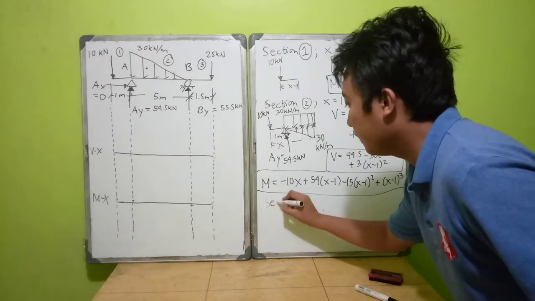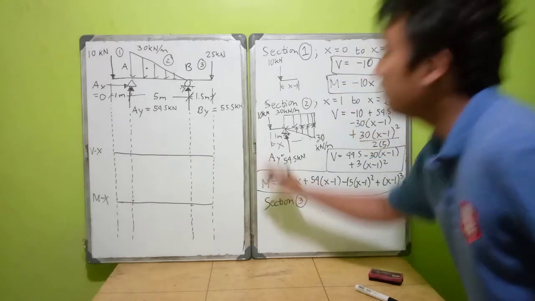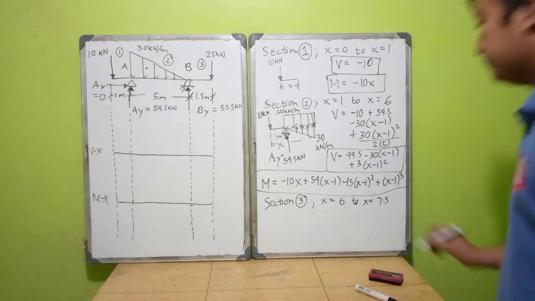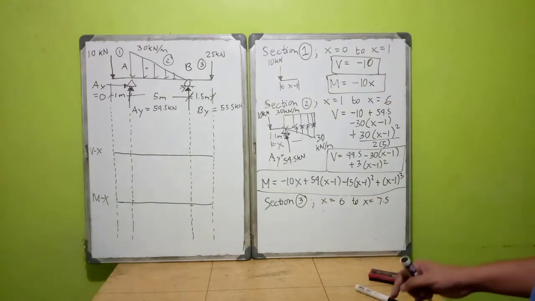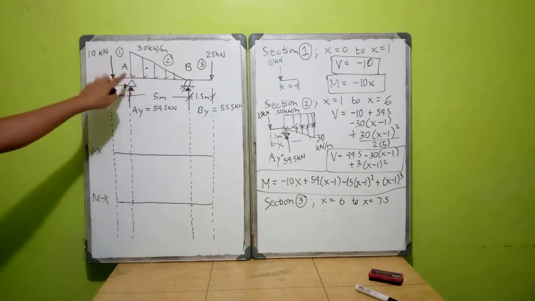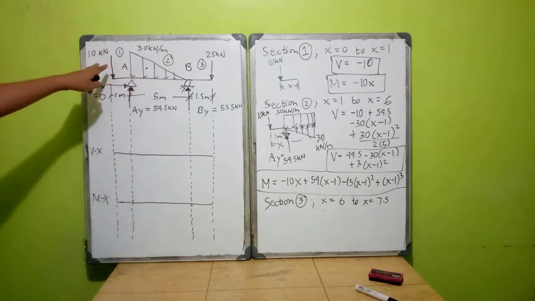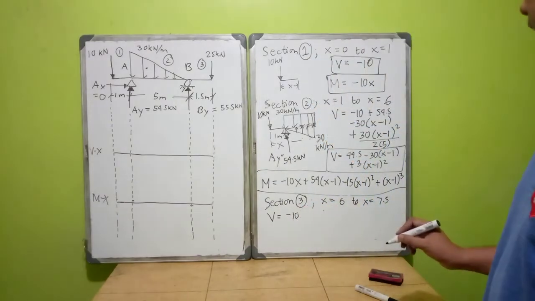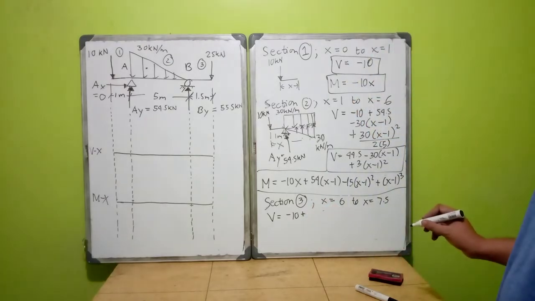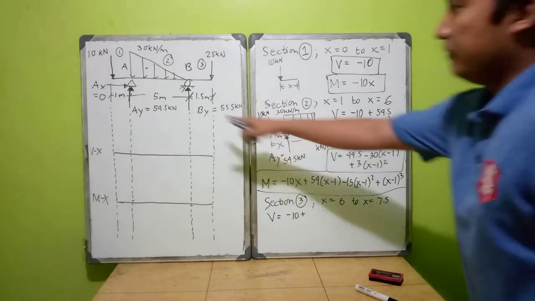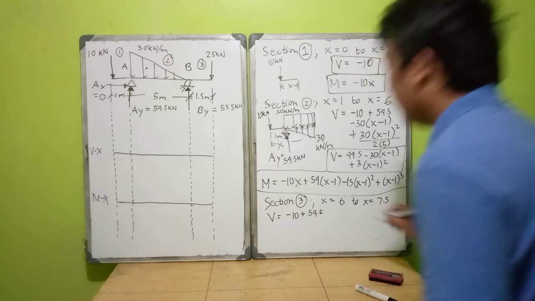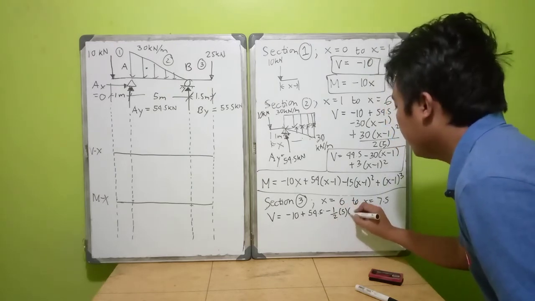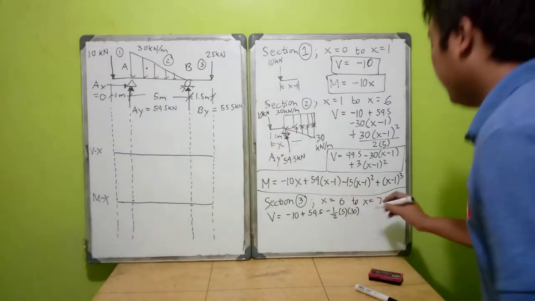Okay, at section 3, from x equals 6 to x equals 7.5. So your V, this time we can base it on this bigger drawing so that we can conserve space. So we have V, the downward force, negative 10, plus 54.5, minus 1/2 times 5 times 30, plus 55.5.